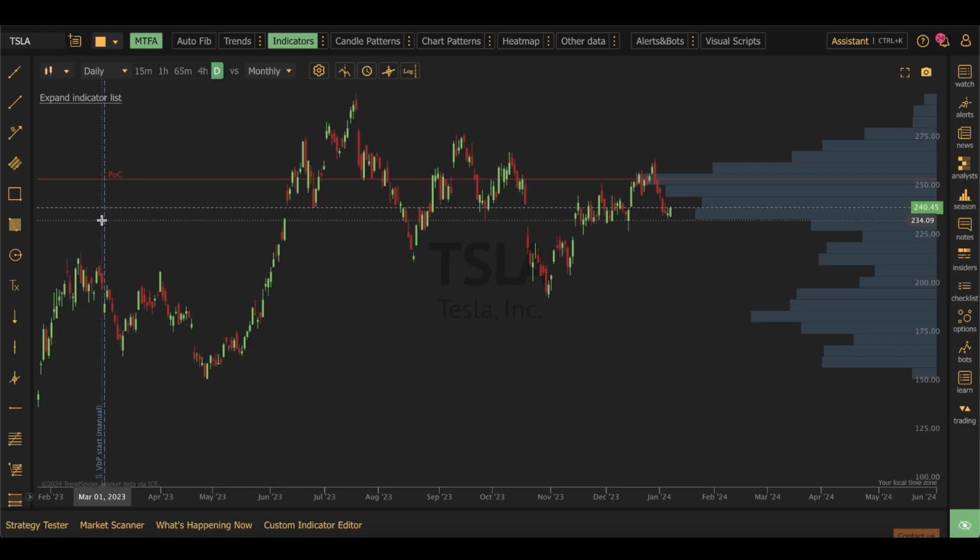And so you can see mine starts back here on March 1st of 2023. Normally I'm looking at 1 year on the daily chart or 252 candles. That's usually what I set mine.